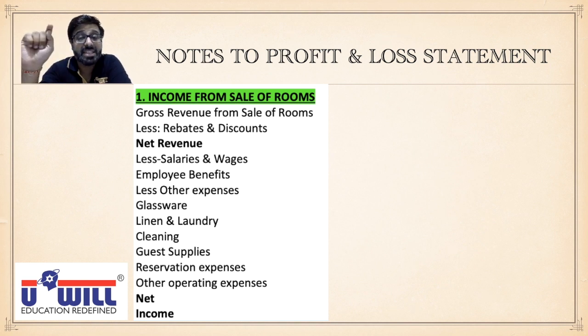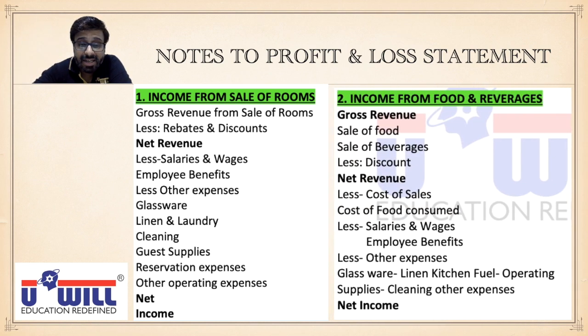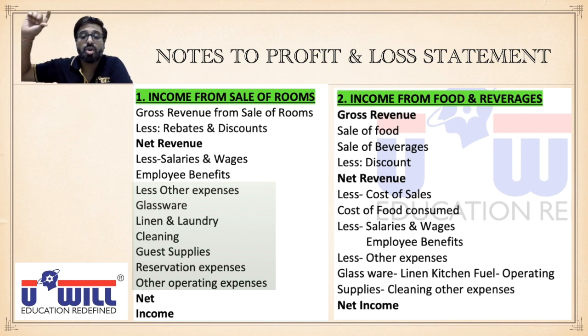Less salaries and wages will directly be written in the column of employees benefits. Less other expenses. Do you find these other expenses, all of you? These other expenses we will write as a separate note. Only other expenses we will make in the separate notes, which will include glassware, linen and laundry, cleaning, guest supplies, reservation expenses, other operating expenses. And then that net income would be your profit or loss column.